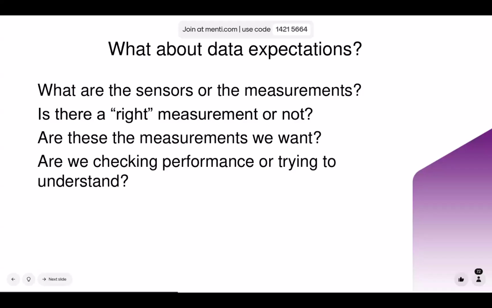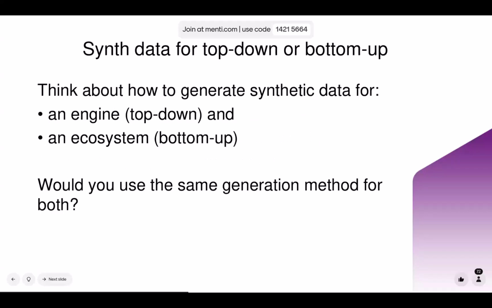Whereas counting the birds in the garden is just trying to get a sense of, are there birds more or less than last year? What might have changed or not changed. So that's just a bit about real world data. Now think about synthetic data for these two systems. Would you use the same generation method for both?